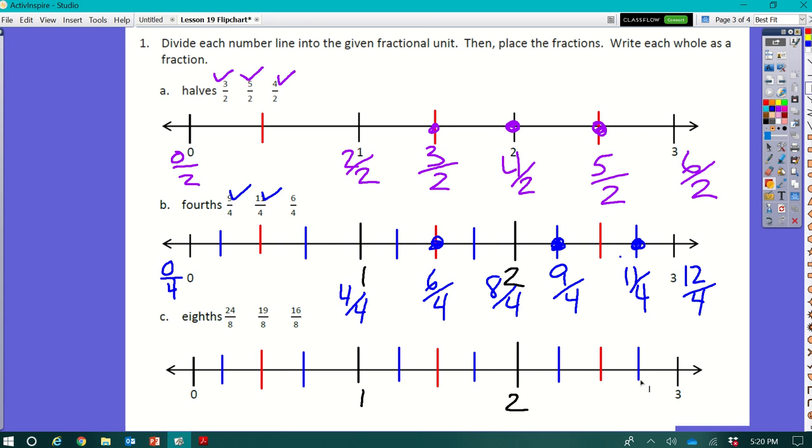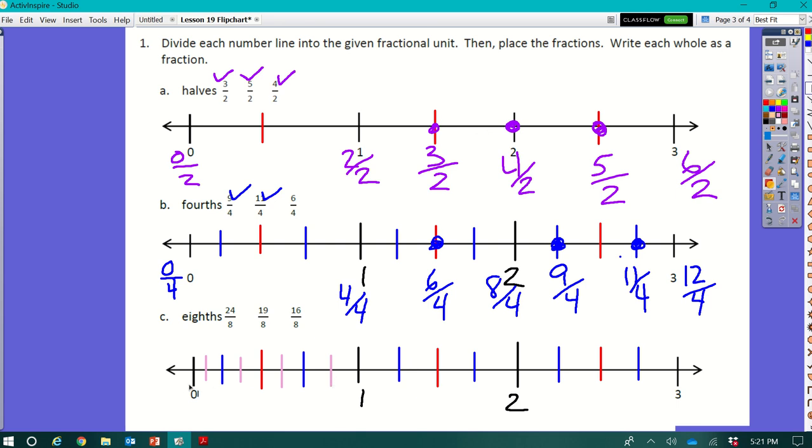All right, so I did my fourths, but remember we want eighths. How am I going to turn my fourths into eighths? All right, let me do pink. All right, so if you said divide those in half, you were right. So I divide each of these in half. And now I'm going to have eighths.